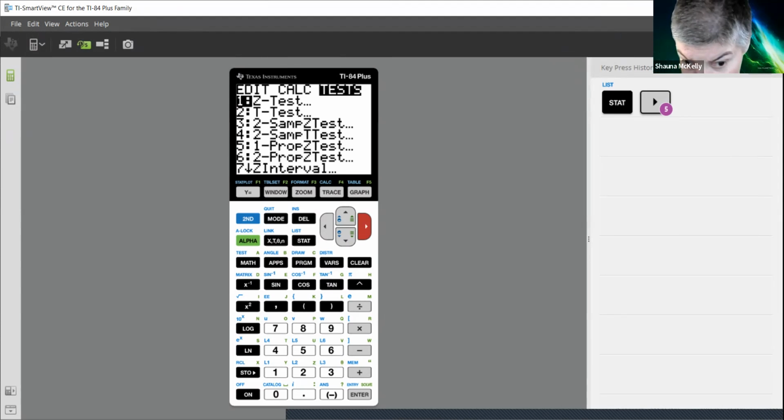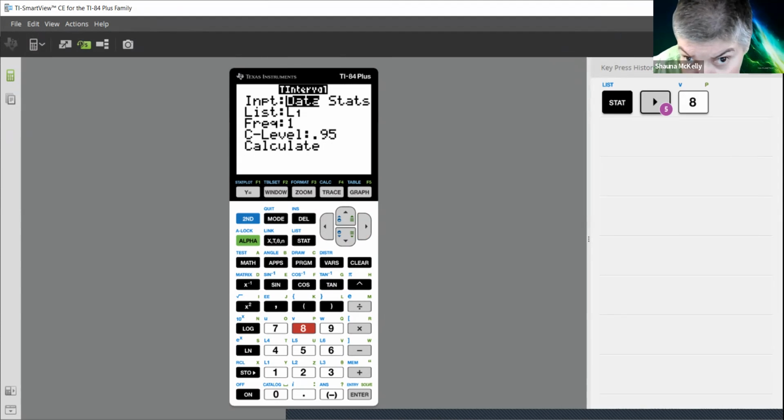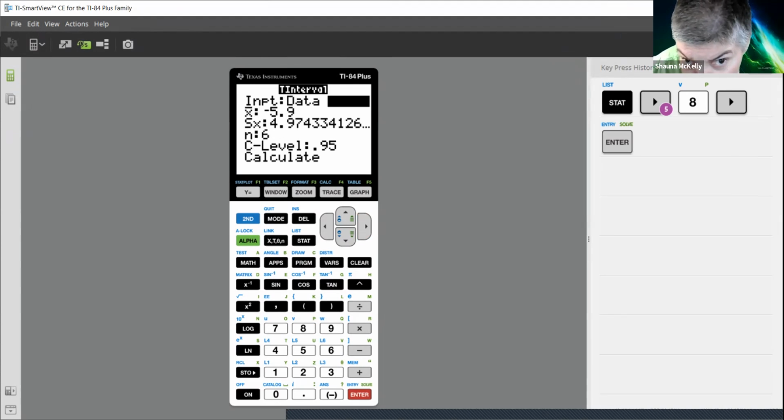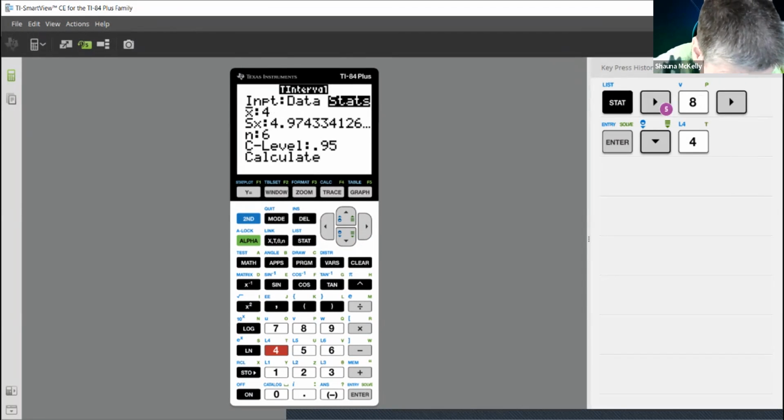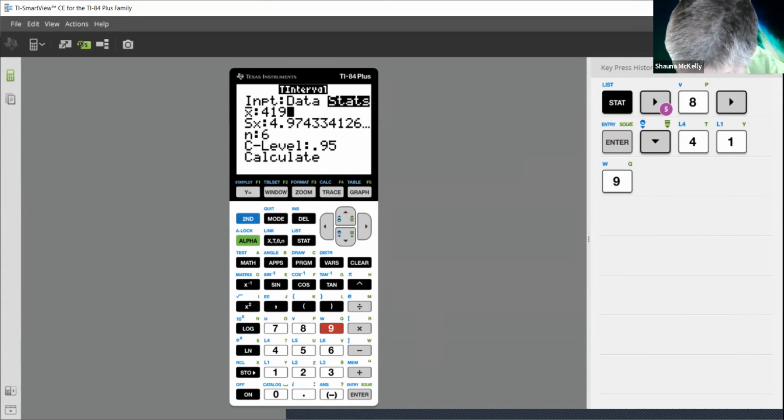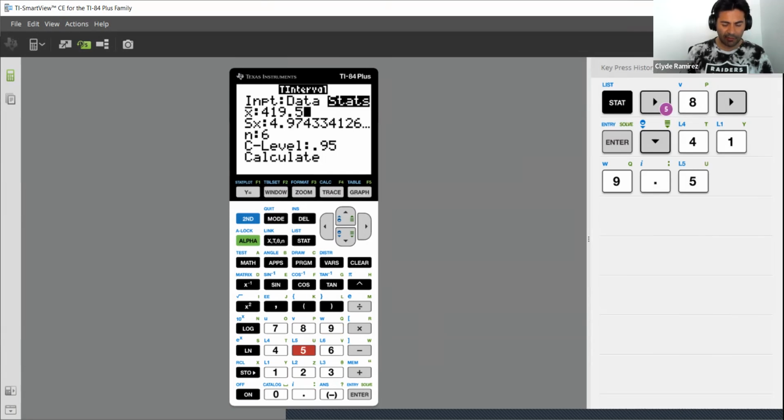So stats, test, rather, 8 T interval. Go to stats, hit enter, and you get this thing here. I want to go to stats, so then X bar for us is 19.5. Is there any way that I would know, Shauna, by reading the question that it would be a T?